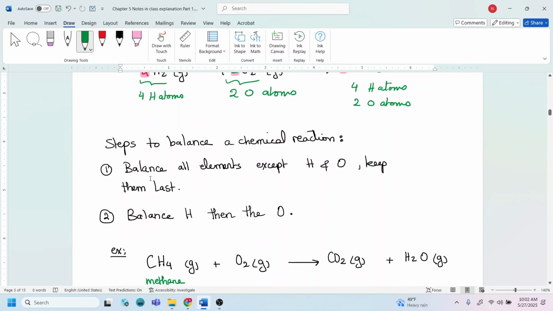So what are the steps of balancing the chemical equation? It's really straightforward. You just need to follow the steps. The first step is to balance all the elements and keep the hydrogen and the oxygen till the end. Do not bother with them until the end. Once you balance all the elements except the hydrogen and the oxygen, balance the hydrogen before the oxygen. You keep the oxygen until the very end, and once you are left with the oxygen, you go ahead and balance that.